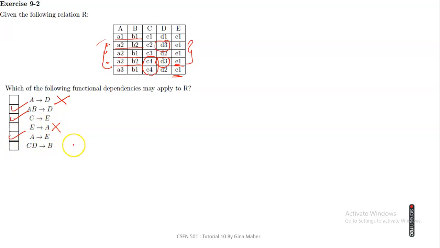A implies E. The last one, CD together implies B. Let's check it. Will this record be repeated at any time? Actually, no. So in this case, without checking the B, this one will definitely imply the B. So this is true. Okay?